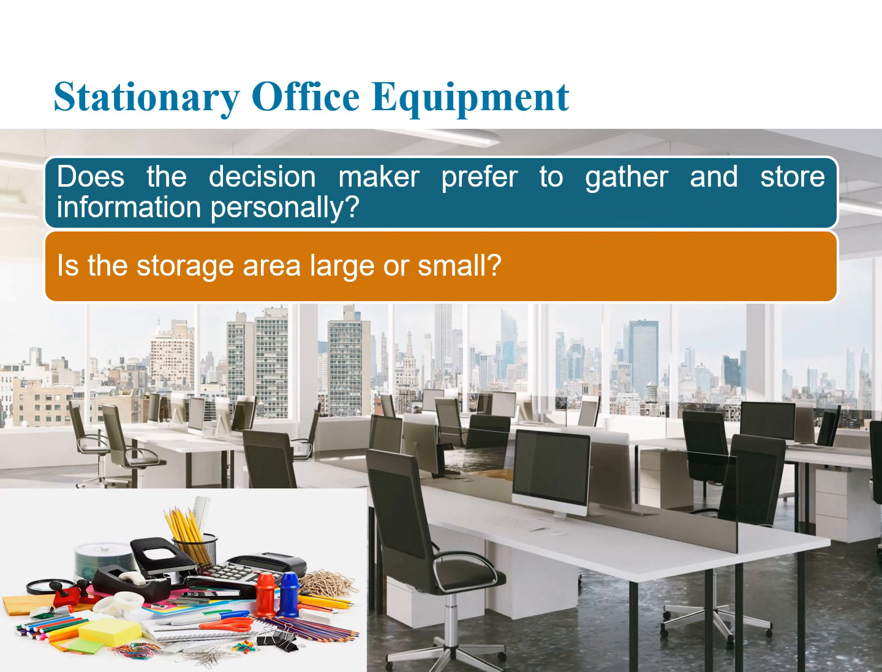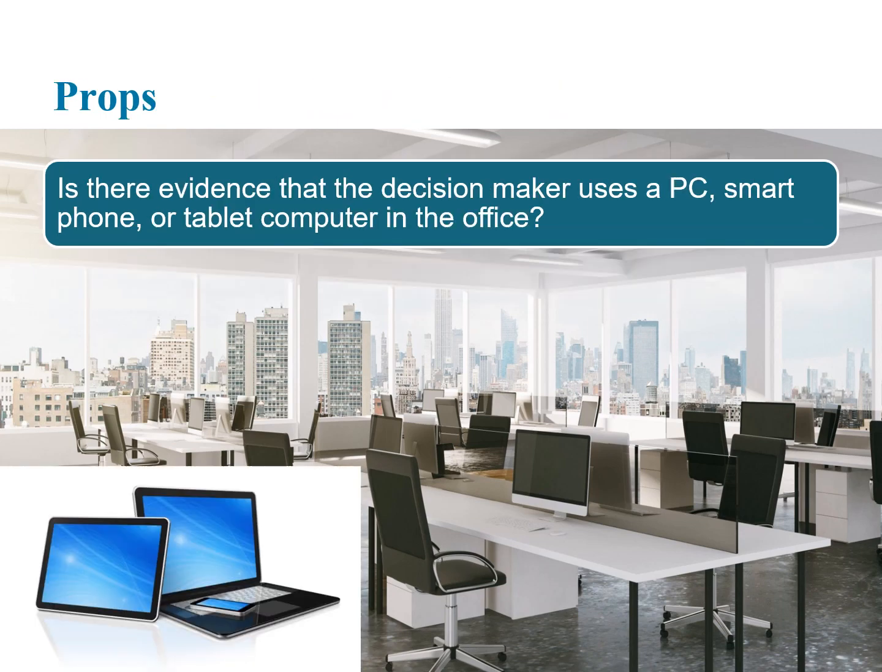And then stationery and office equipment. The first question: does this decision maker prefer to gather and store information personally? Is the storage area large or small? Sometimes a manager would like to have information very systematically, with documents filed and so on, and that kind of manager we should consider as one of the indicators of how the managers expect the output or the report from the information system.